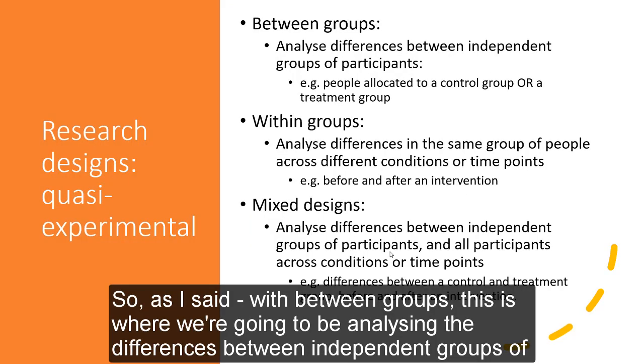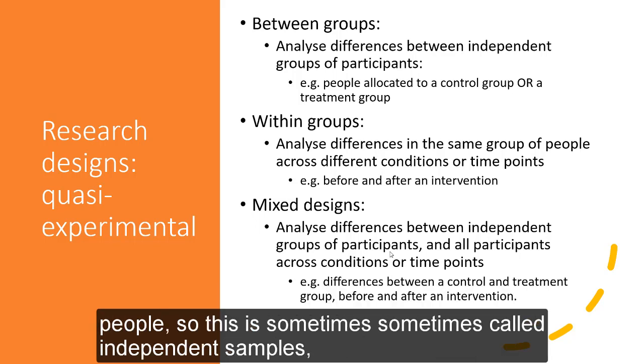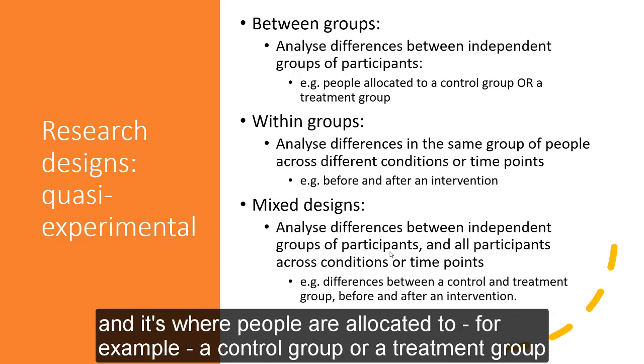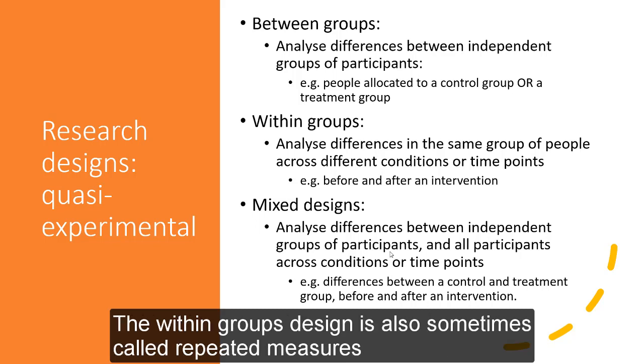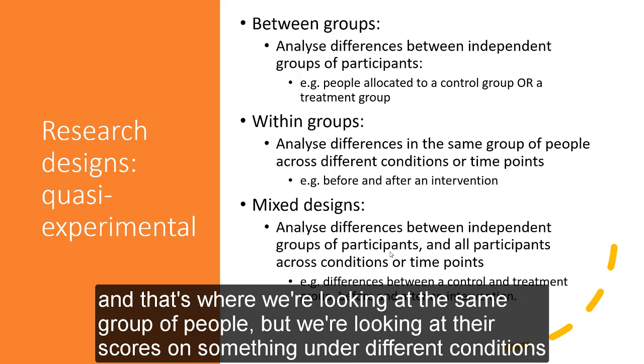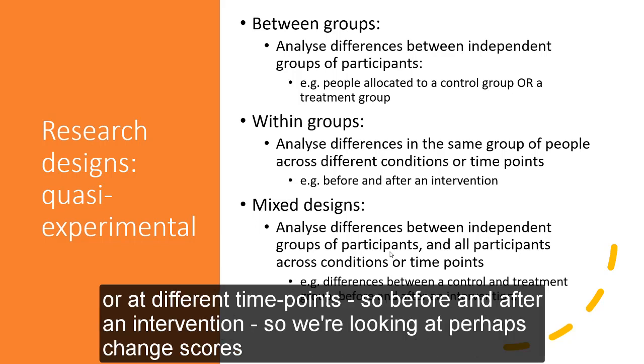So as I said, with between groups, this is where we're going to be analysing the differences between independent groups of people. So this is sometimes called independent samples. And it's where people are allocated to, for example, a control group or a treatment group. The within groups design is also sometimes called repeated measures, and that's where we're looking at the same group of people, but we're looking at their scores on something under different conditions or at different time points, so before and after an intervention. So we're looking at perhaps change scores.